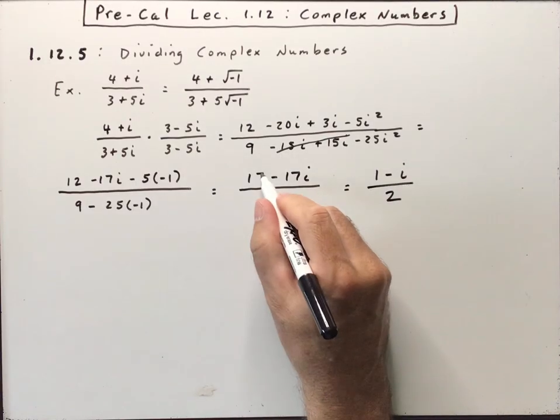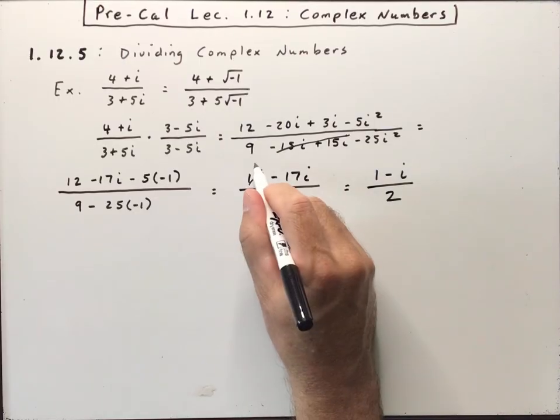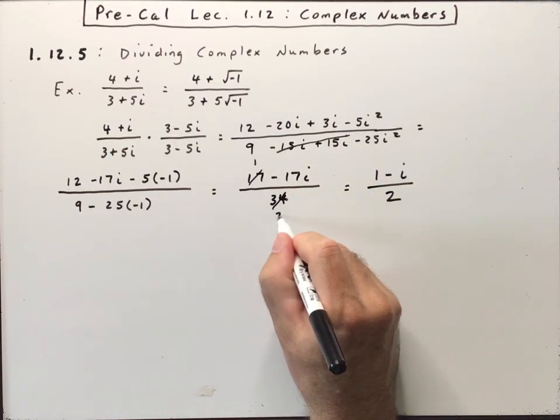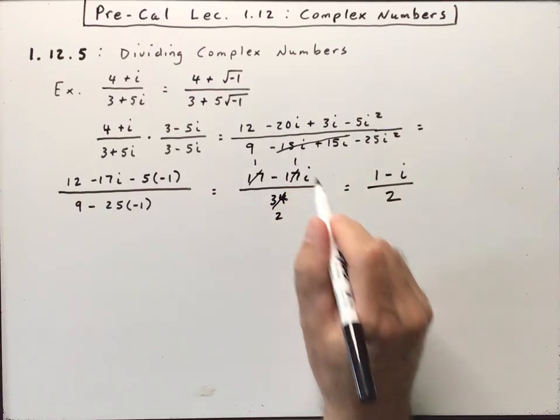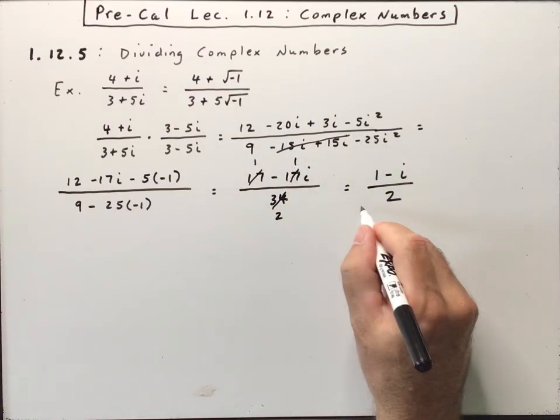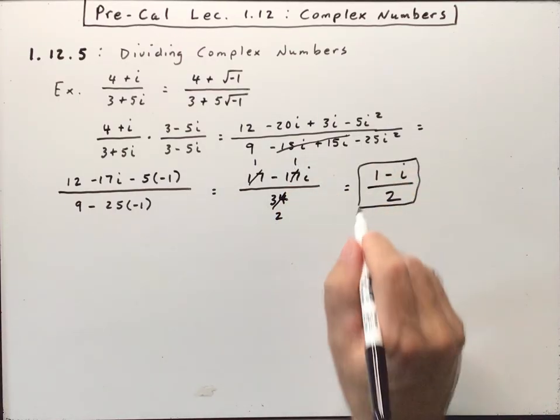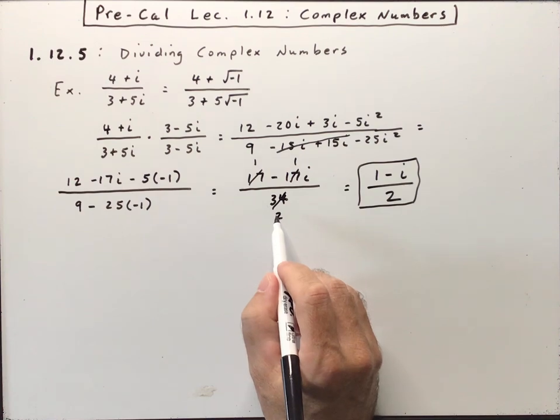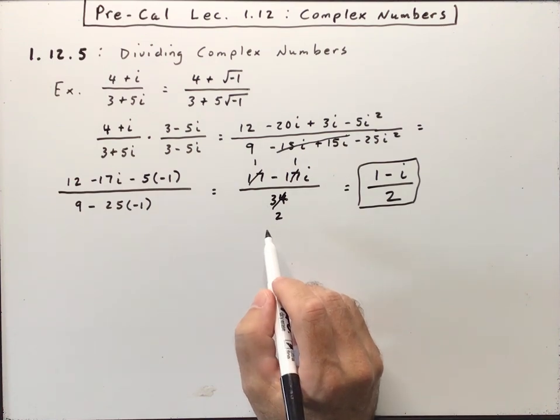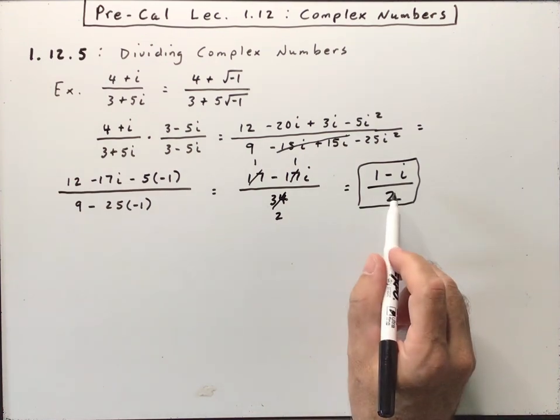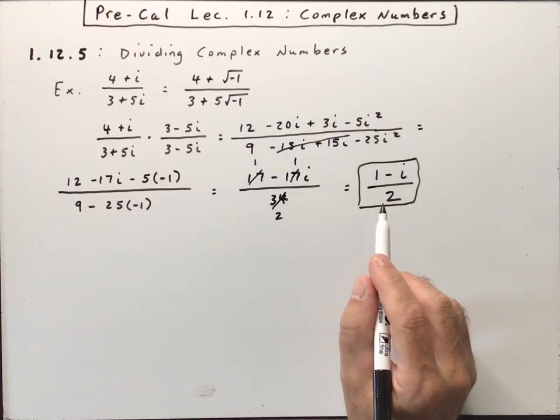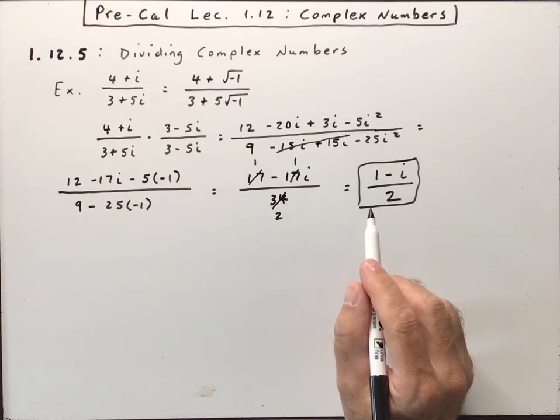So I want you to do that. So you have a 1 and a 2 and a 1 there. All right, so that's the best way to write it. You could write it as 1/2 minus i over 2, something like that. This is the best way to write it. Okay, so let's do one more.